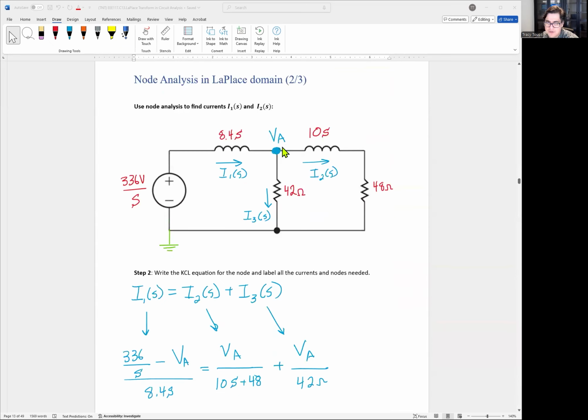So remember the whole idea of node analysis: you choose a node. We're going to choose VA right here. And then all the current has to equal 0. Or another way I like to think about it is current flowing in from the source. So we have I1 flowing in. It's going to be equal to the current flowing out down the bottom, which is I3, and the current flowing to the right, which is I2. So whatever current flows into VA must also flow out. So in this case, I1 is equal to I2 plus I3.